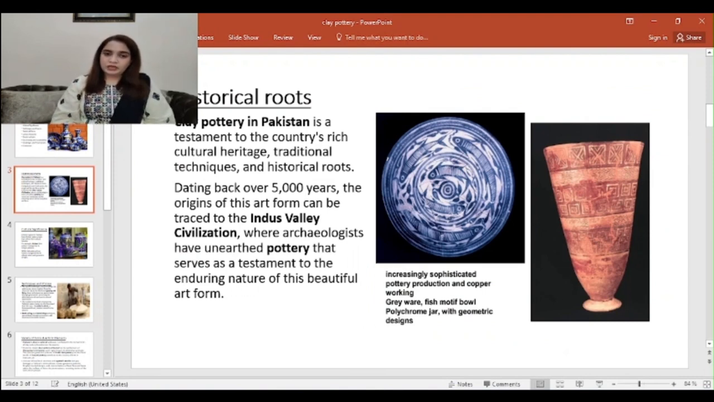Historical roots. Clay pottery in Pakistan is a testament to the country's rich cultural heritage, traditional techniques and historical roots. Dating back over 5,000 years, the origin of this art form can be traced to the Indus Valley civilization, where archaeologists have unearthed pottery that serves as a testament to the enduring nature of this beautiful art form.